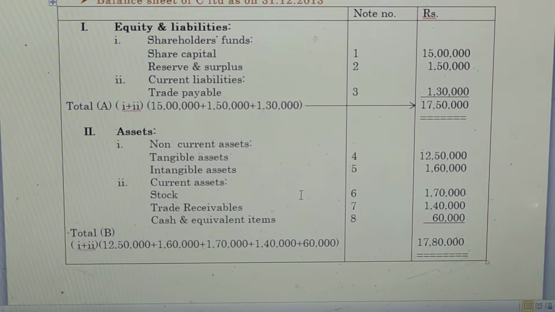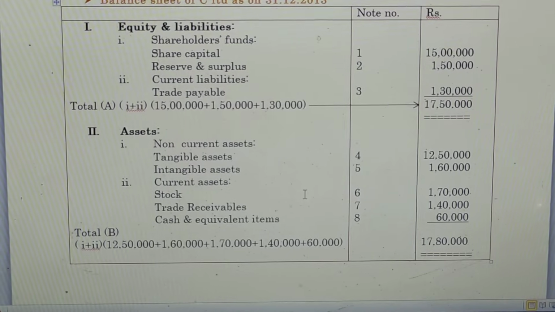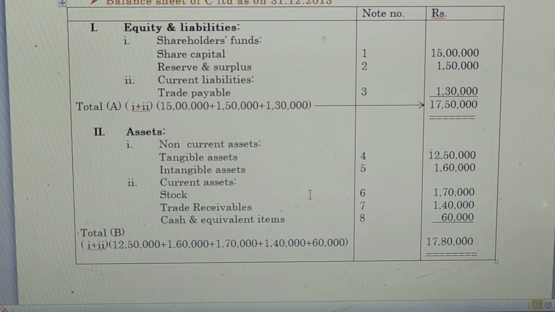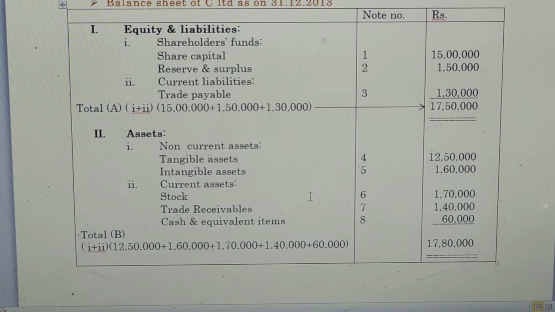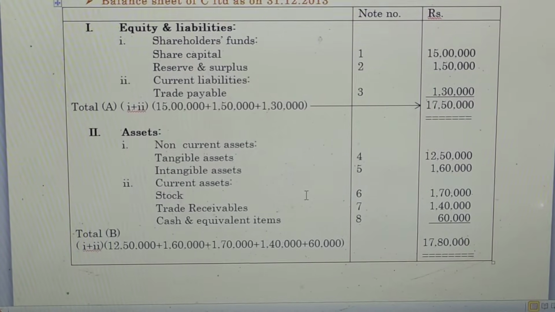And the total assets are 17,80,000. It means 12,50,000 plus 1,60,000 plus 1,70,000 plus 1,40,000 plus 60,000. That's all.